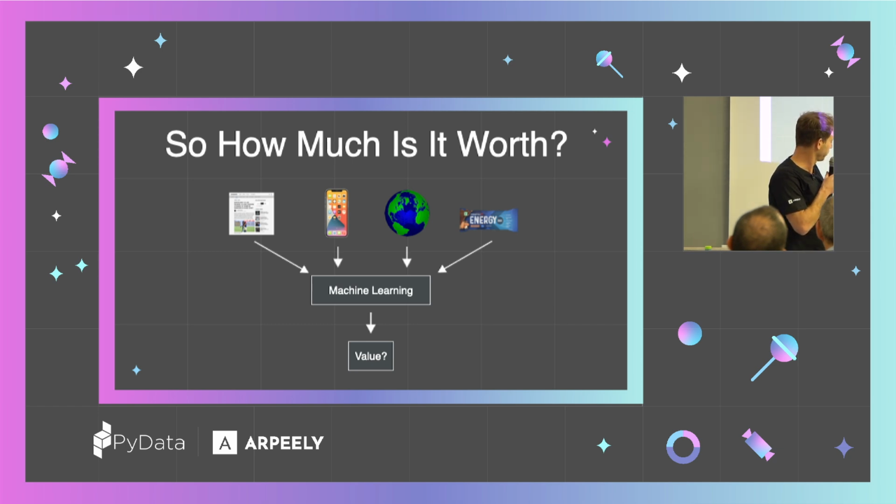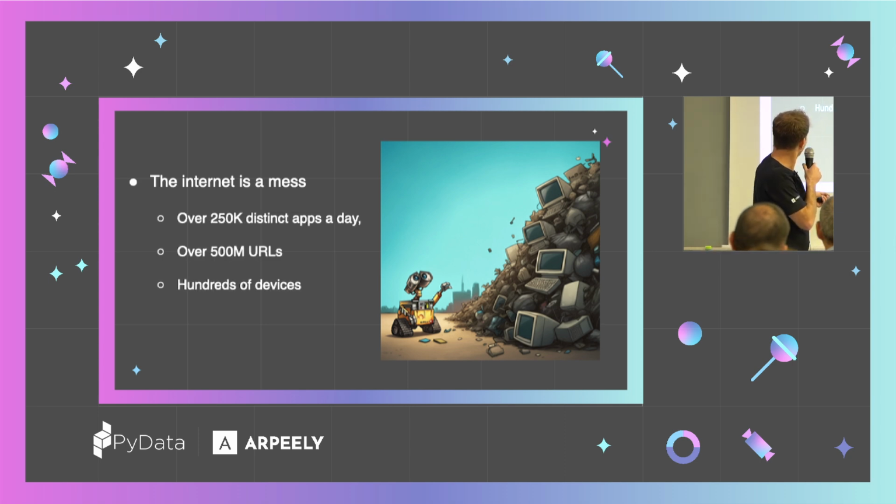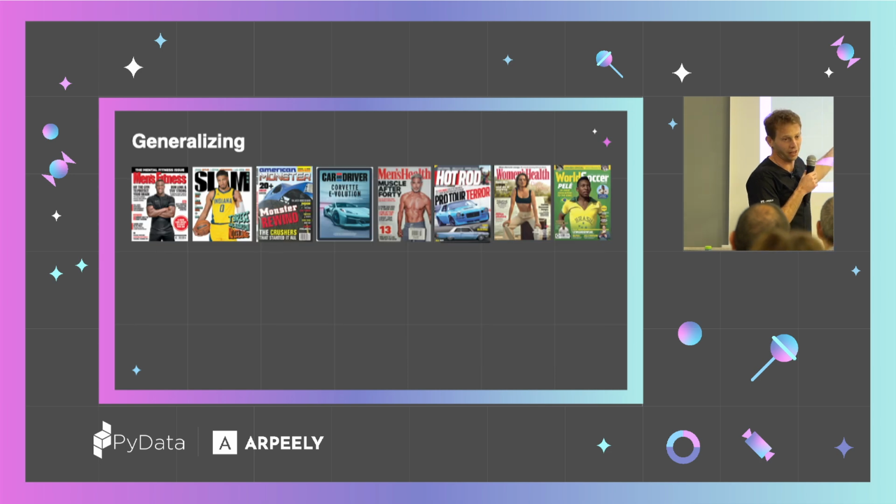Now, again, unfortunately, the internet is a mess, and it's not so easy. Specifically, we have over 250 different apps a day, over 500 million different URLs, and hundreds of different devices. So if we wanted a separate regression for each one of them, it would take forever, right? So we'll need to generalize. But amazingly, we have another cool tool that helps in the field of generalization.